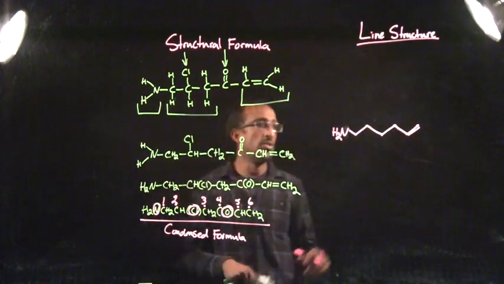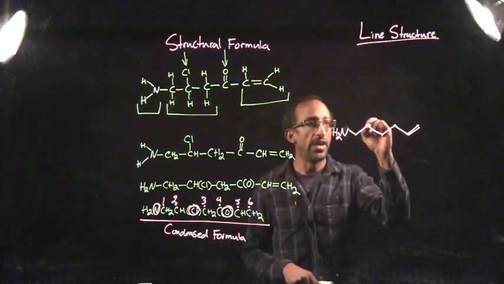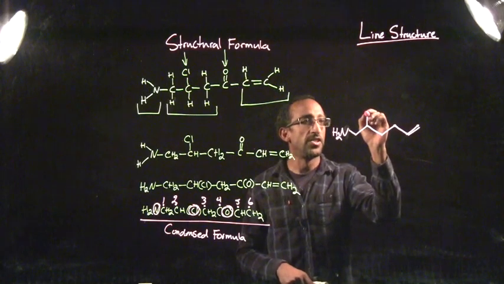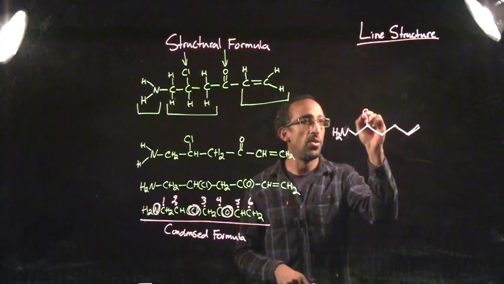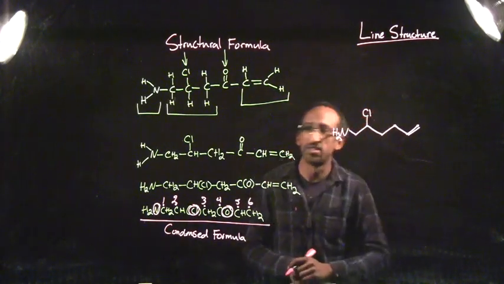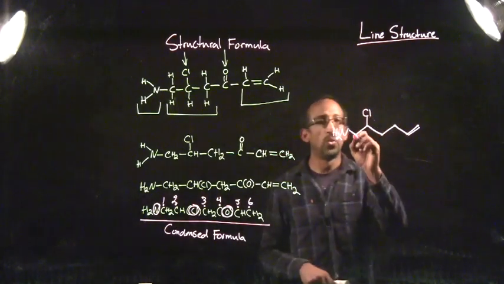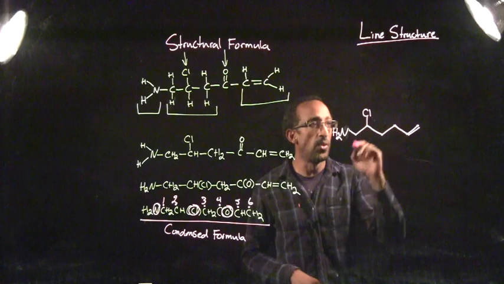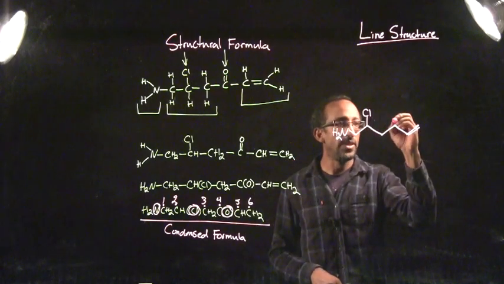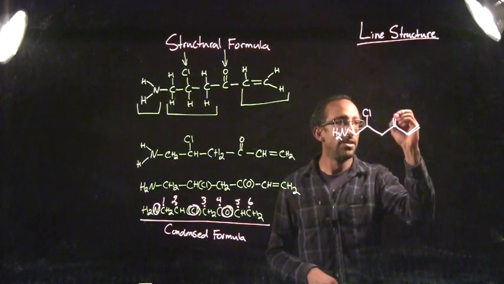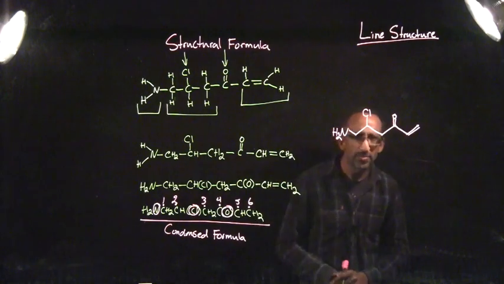On carbon 2, 1, 2, we have a chlorine attached. Because chlorine is not a carbon or a hydrogen, we're going to explicitly draw that out. And then finally on carbon 4, 1, 2, 3, 4, we have a ketone. So we have a double bond to an oxygen.